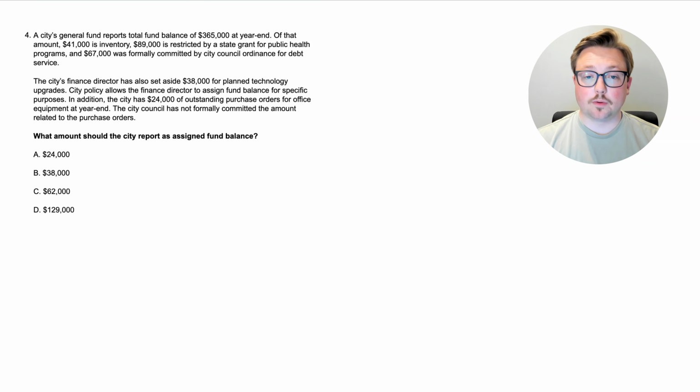A city's general fund reports total fund balance of $365,000 at year end. Of that amount, $41,000 is inventory, $89,000 is restricted by a state grant for public health programs, and $67,000 was formally committed by City Council ordinance for debt service. The city's finance director has also set aside $38,000 for planned technology upgrades. City policy allows the finance director to assign fund balance for specific purposes, so he's allowed to do this.